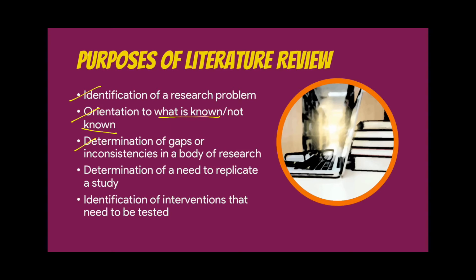Next, it helps you determine gaps or inconsistencies in the body of research. This is connected to the second purpose, because you need to know all the things that are known in relation to the phenomenon that you want to look into. If you are doing literature review comprehensively and exhaustively, you'll be able to find out which areas of the phenomenon have not yet been given focus, or what findings seem to be inconsistent, meaning the truth regarding that relationship that you want to test has not yet been fully established because there are inconsistent findings in the literature.